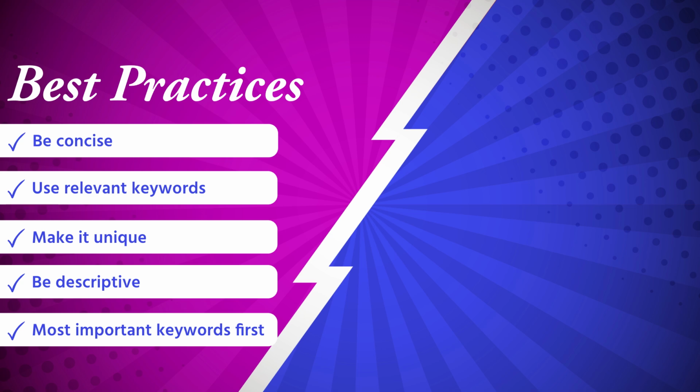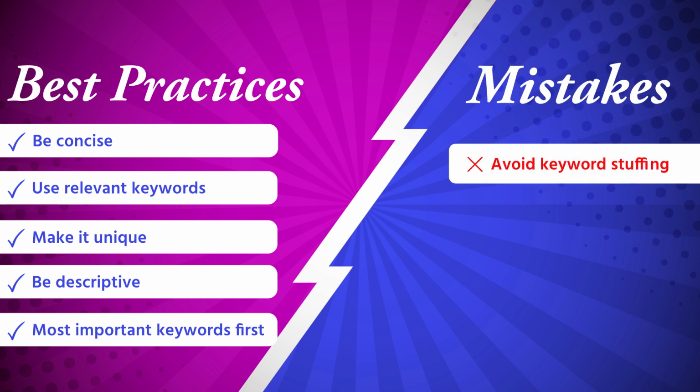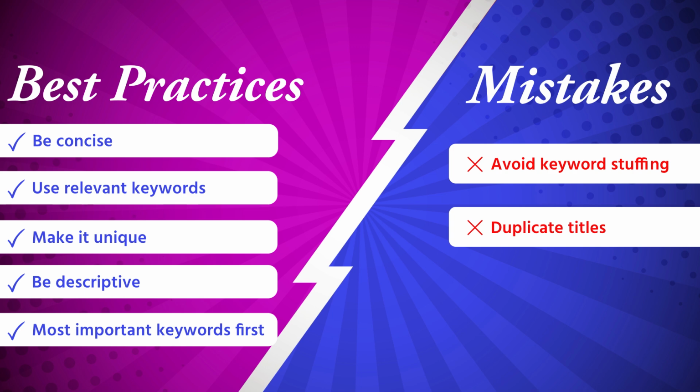Next, let's see some common mistakes. Avoid keyword stuffing. Don't use too many keywords in your title tag. It looks spammy and it can hurt your search engine optimization. Next, avoid duplicate titles. Each page should have a unique title tag so browsers won't get confused.